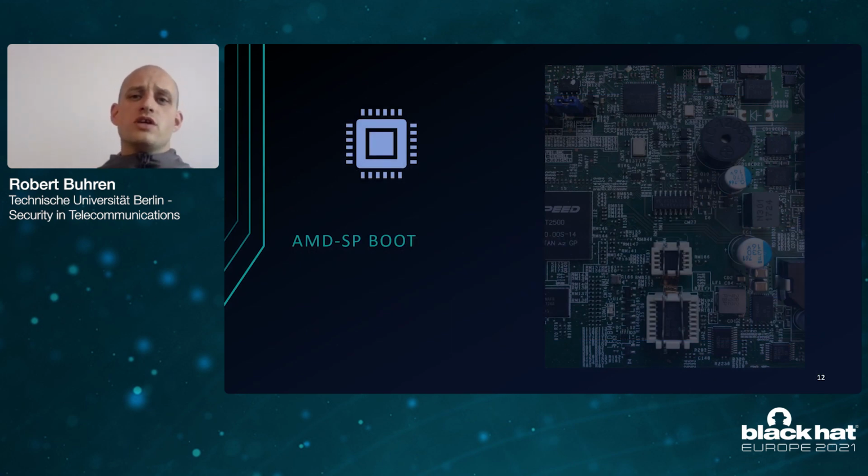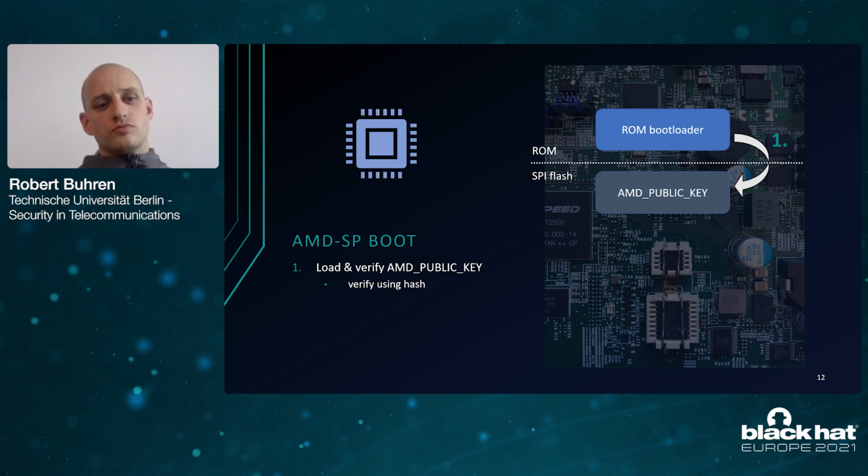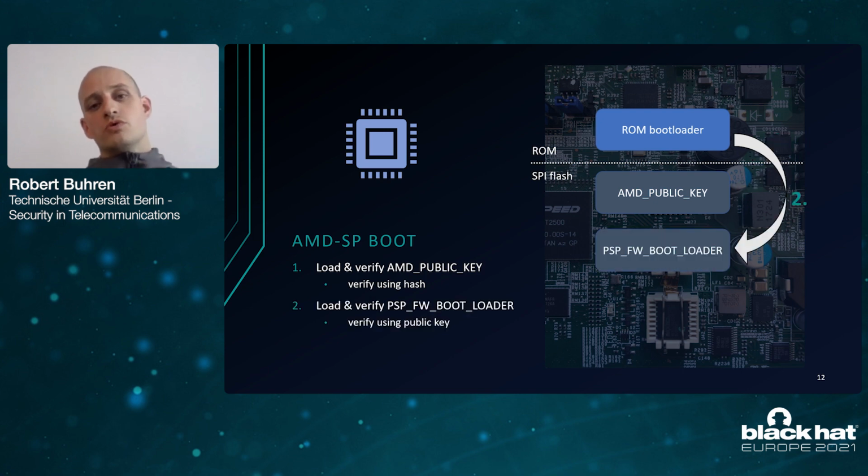Now, to do that on the AMD Secure Processor, we need to understand how the AMD Secure Processor actually works and how its boot is protected. When you power up the AMD system for the very first time, the first thing it executes is the ROM bootloader. The ROM bootloader is, as the name says, a bootloader executing from non-updatable ROM. The ROM bootloader will initialize the system and then load an AMD public key from the SPI attached flash. It will verify that public key by hashes which are stored within the ROM bootloader.